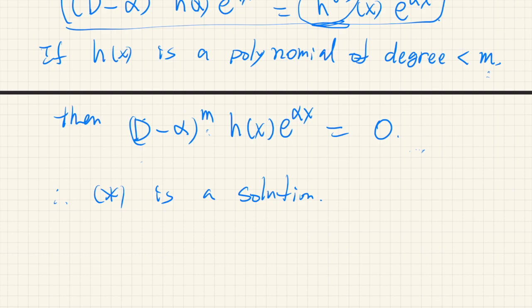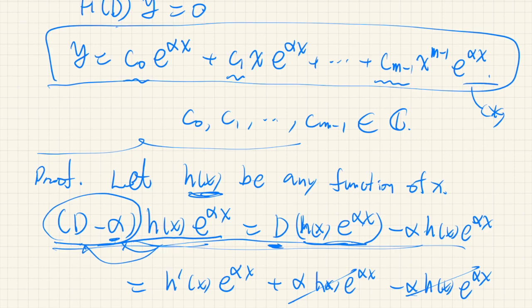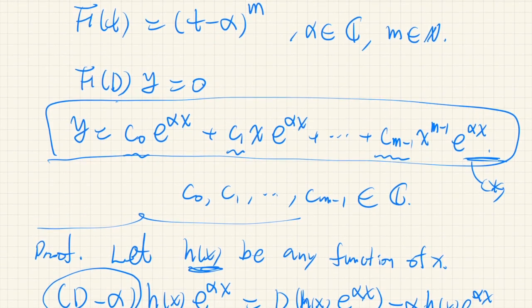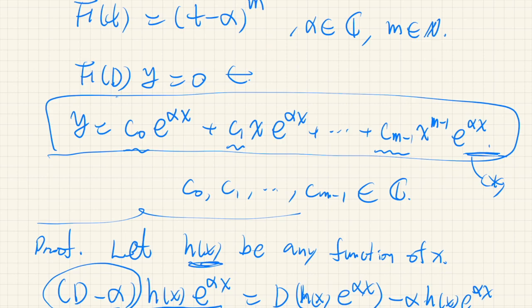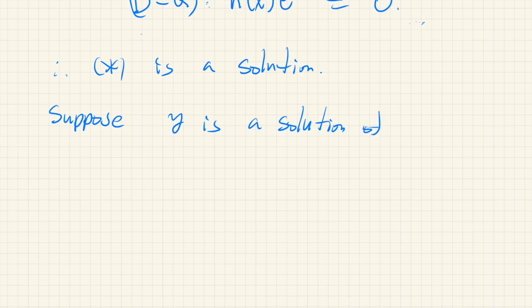So far what we have shown is that this form of the solution is sufficient to satisfy this differential equation. But next we show that the solution of this differential equation is necessarily of this form. So suppose y is a solution of f(D)y equal to 0.